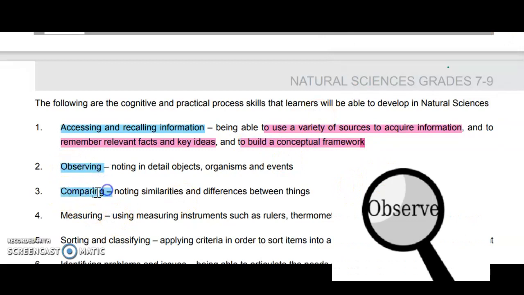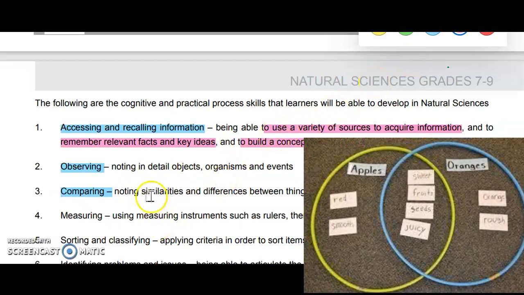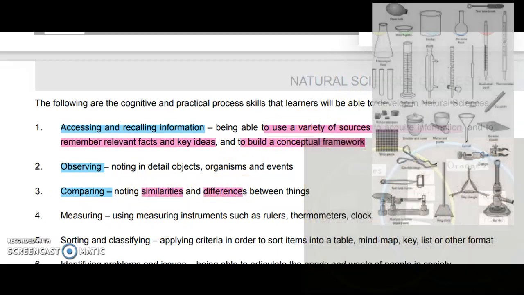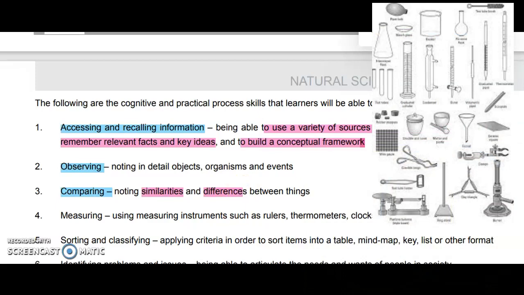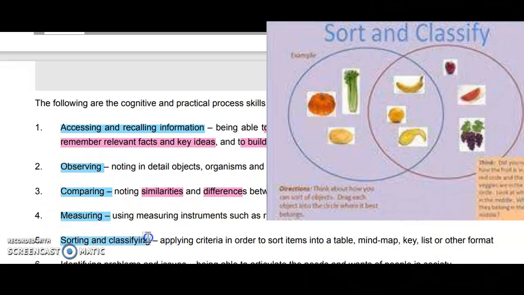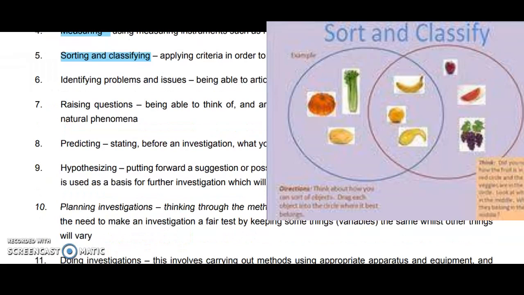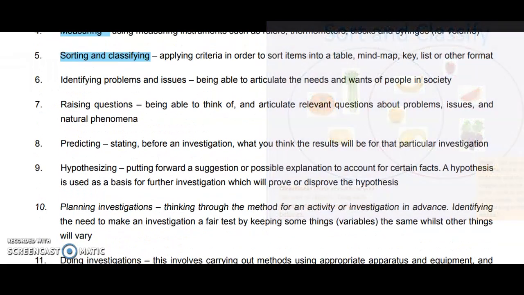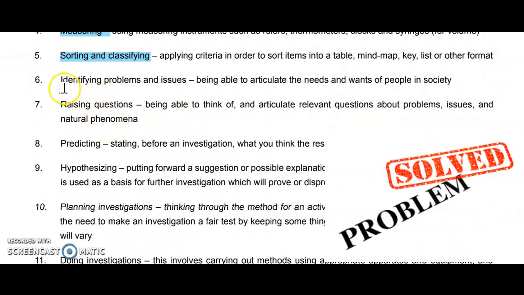Then it's about comparing those objects or organisms and events, noting the similarities and the differences between things, being able to then classify those things into groups or sorting and classifying, which is why we compare. Then there is the measuring, using a variety of measuring instruments, such as thermometers, clocks and syringes, and then the sorting and classifying, so applying criteria to put things together into a group.